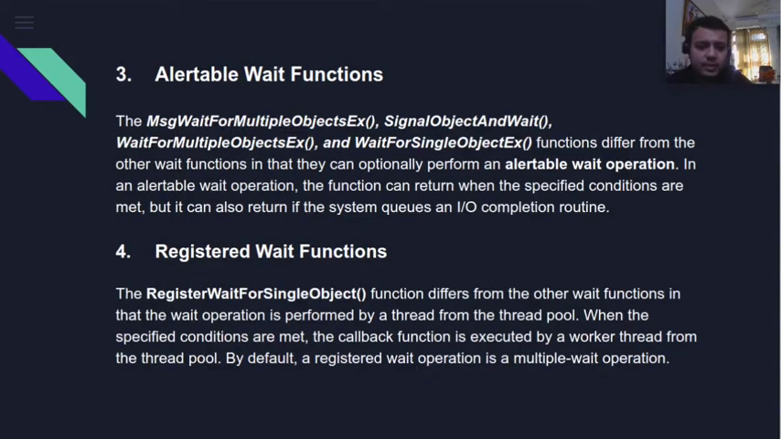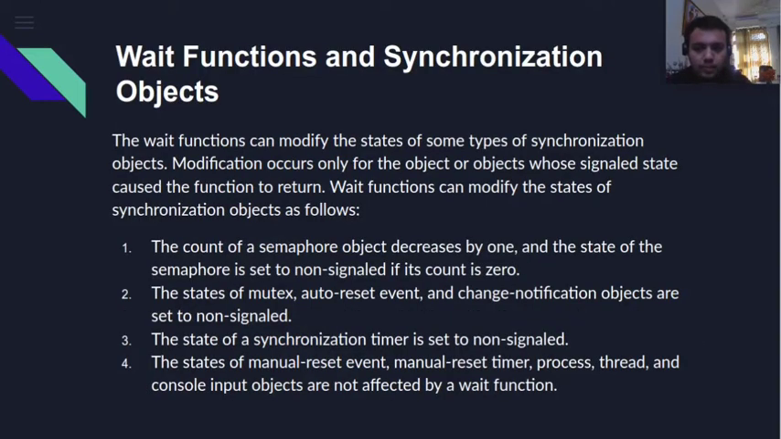Alertable wait functions differ from other wait functions in that they can optionally perform an alertable wait operation. Registered wait functions differ from other wait functions in that the wait operation is performed by a thread from the thread pool. Now, wait functions and synchronization objects. Wait functions can modify the states of some types of synchronization objects.